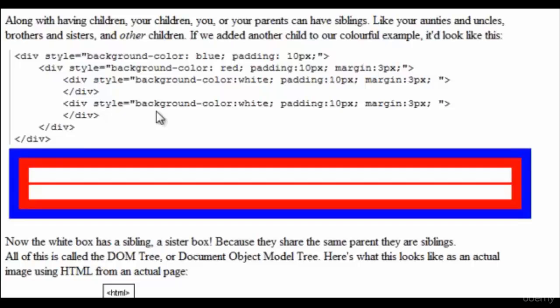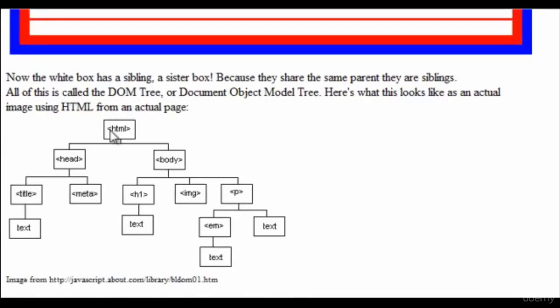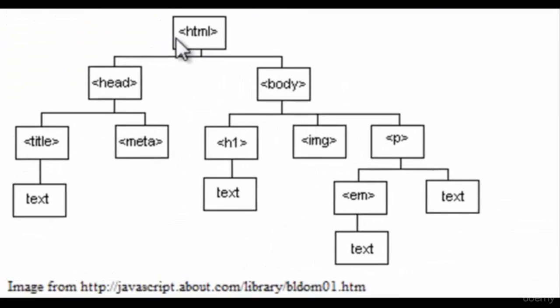And here's what this looks like in an actual image using HTML from an actual page. We start off the page with the HTML element, and then we broke off into the head element. Inside here we have the title tag with our text inside of it, and a meta tag. We could actually have potentially dozens of meta tags, as we covered earlier. And over here, from the other side of the head, we have the body. And in the body, we can have our h1, which will have our text in there.